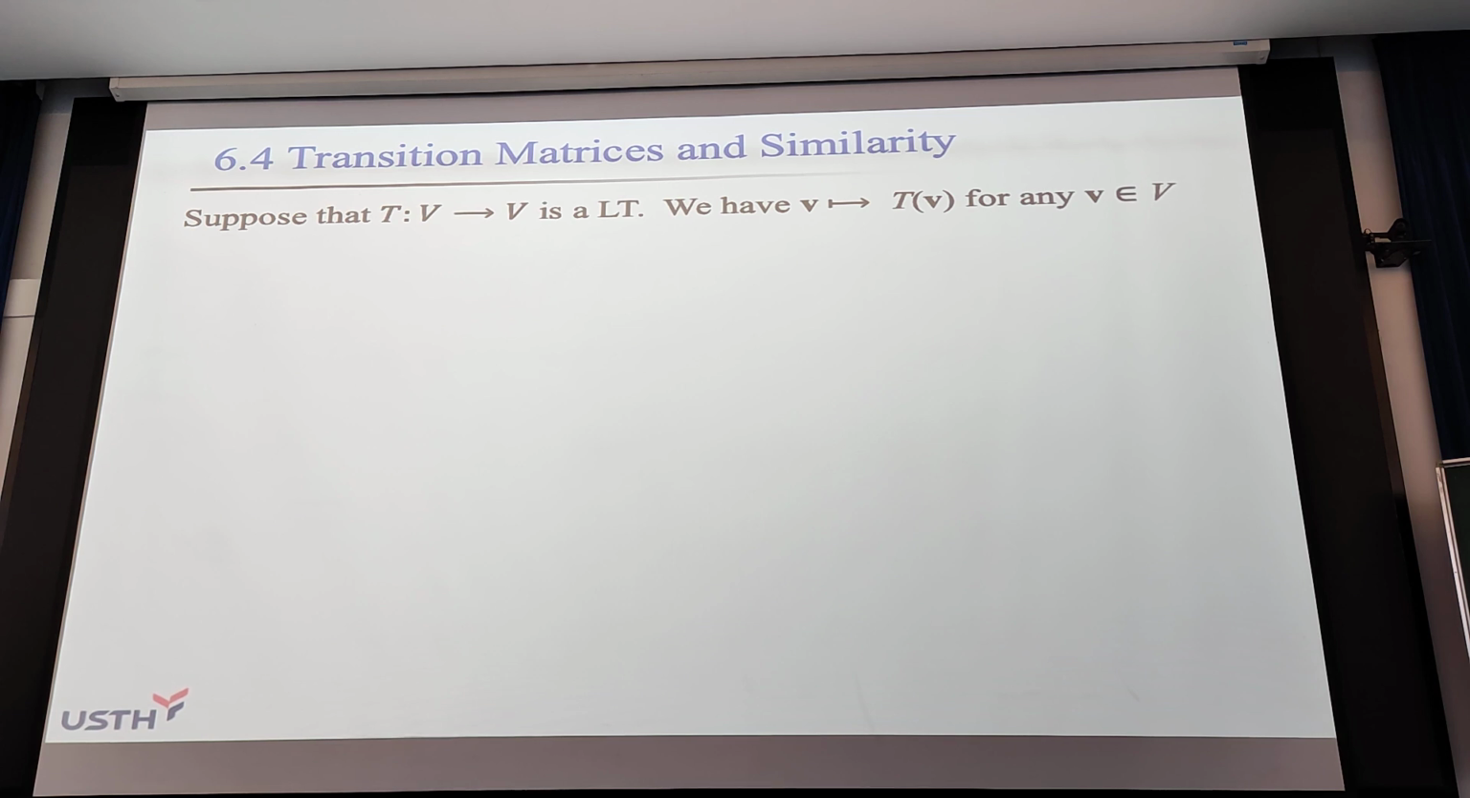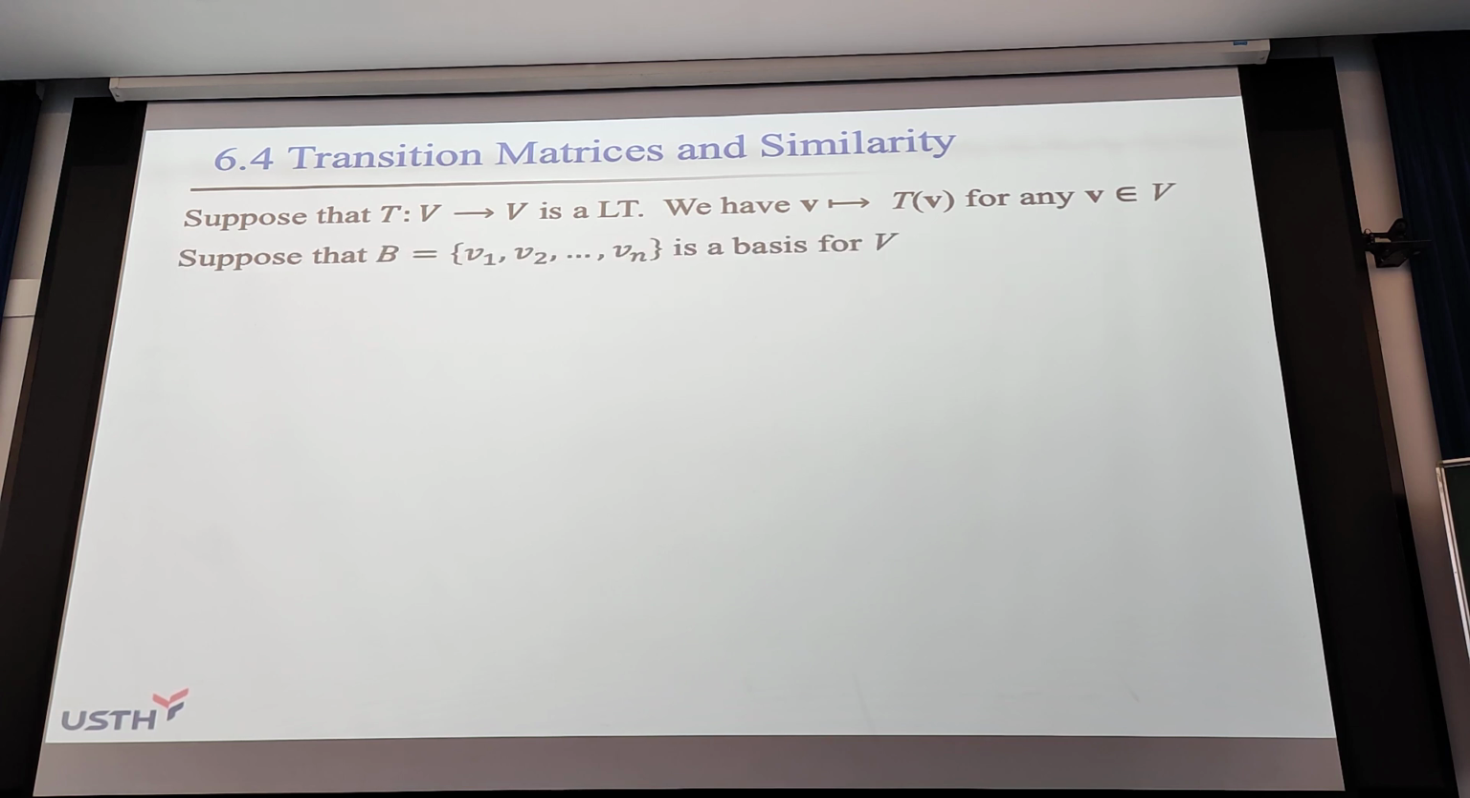The last part of chapter number 6 is the transition matrix, ma trận chuyển cơ sở, once again. And similarity, in Vietnamese đồng dạng, ma trận đồng dạng. Once again, the name is quite new, but it is not so difficult to follow.